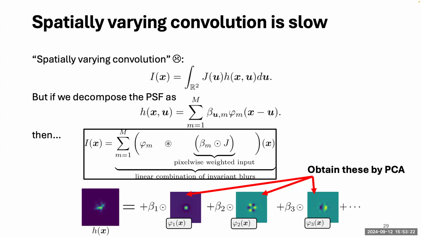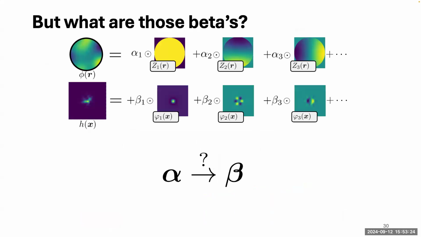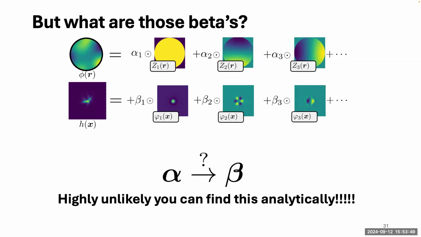Then you might ask, how do I find those betas? Sure, I could start at the alphas and then form the point spread function and do a basis projection, but that's just going to be more Fourier transforms, because that's how they're related. So you might ask, is there a relationship I can find between alpha and beta? That would be really great if I could find it. Then I could basically do the whole entire simulation without taking a Fourier transform. That would be awesome. But it's highly unlikely that you find something like this analytically.